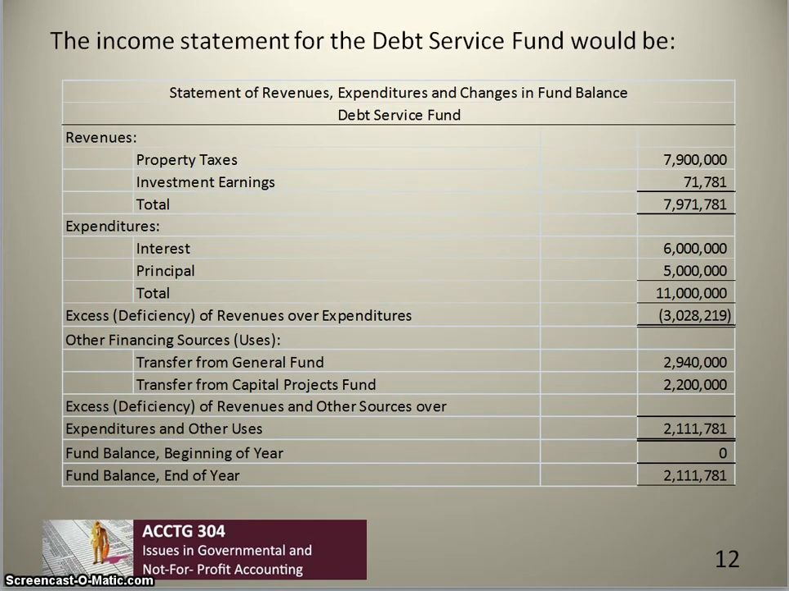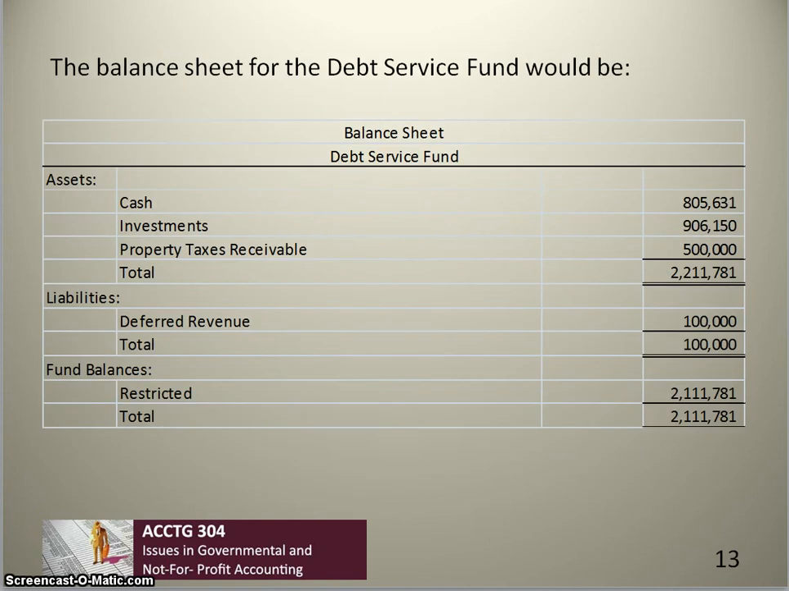So our income statement for the debt service fund would be as shown. We see that we had zero fund balance in the debt service fund at the beginning of the year, but it has now grown to $2,111,781, which includes the $2 million that we've promised to hold in the debt service fund for protection of bondholders. And our balance sheet for the debt service fund would be as shown. And here you see the fund balance at the end of the year of $2,111,781, all of which is restricted because it's restricted to debt service.